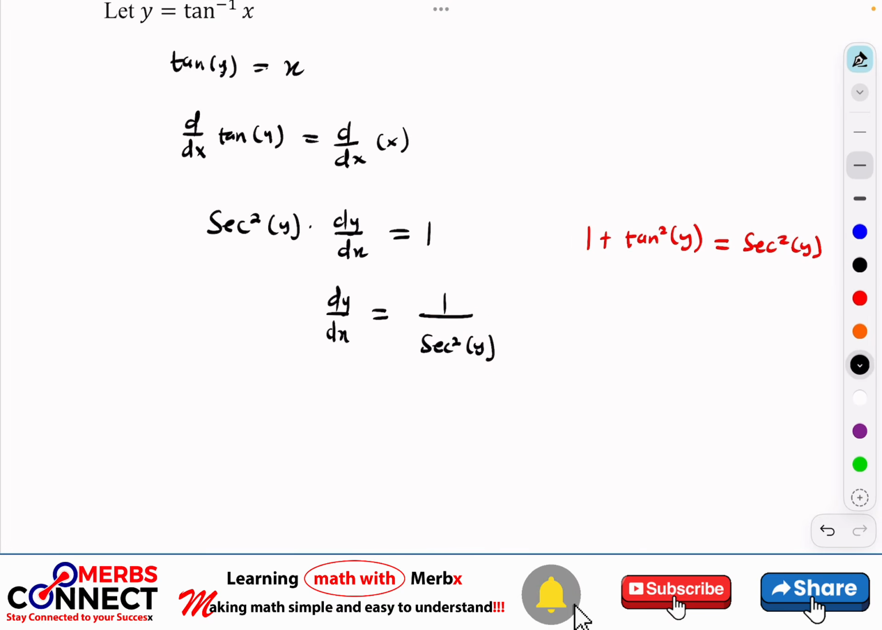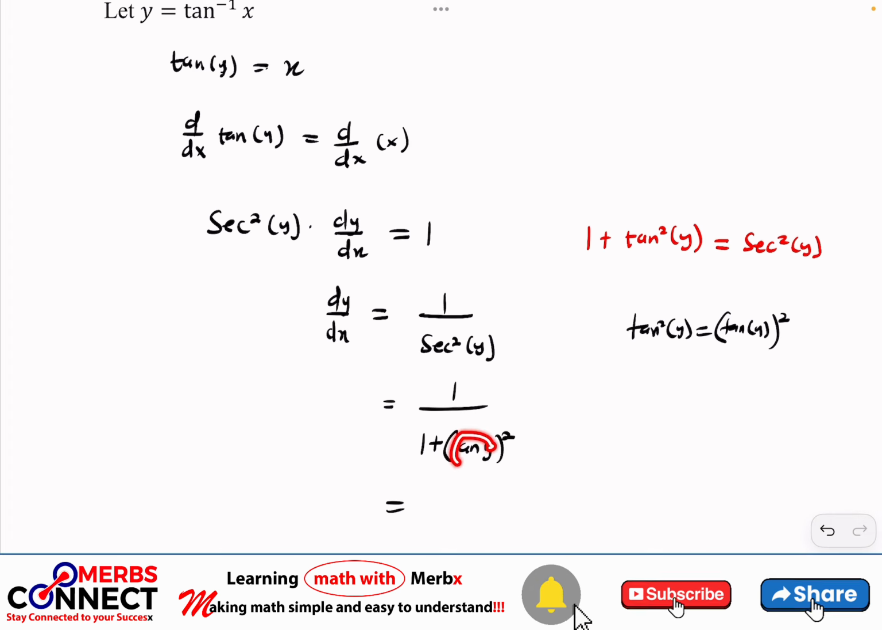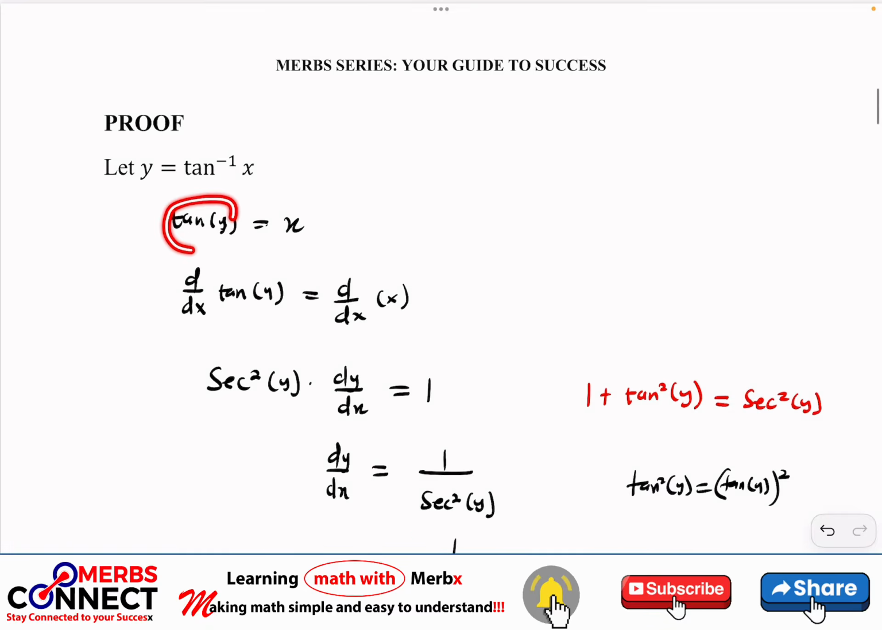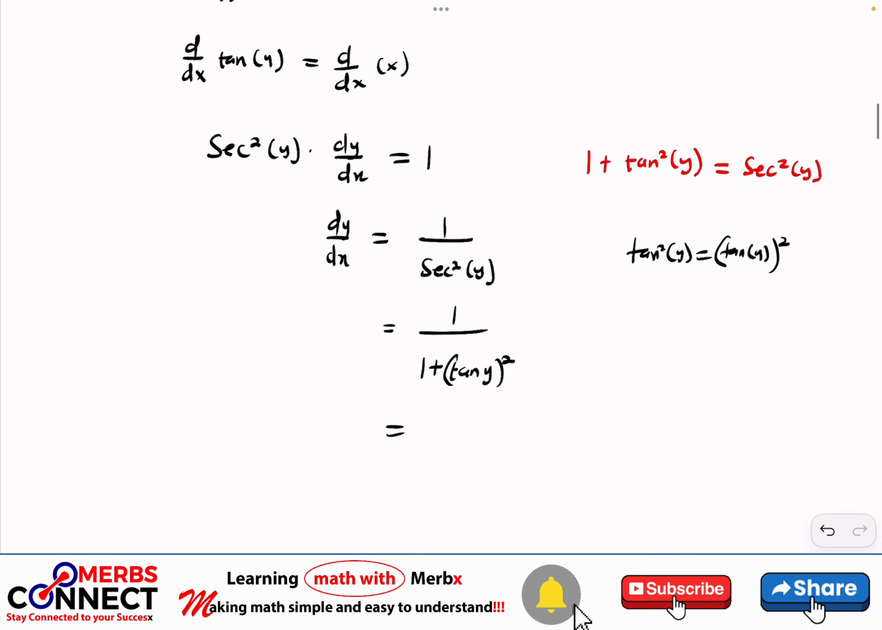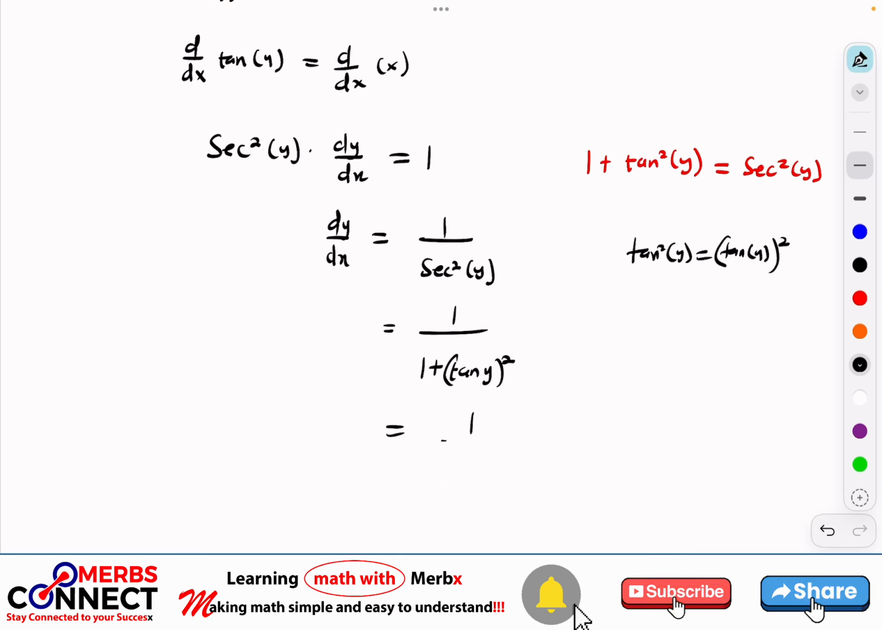So now we can write this one as 1 divided by 1 plus. So don't forget, tangent squared of y is the same as tangent of y all squared. So I can write this one as tangent of y all squared. Now what can we do again? Let's go up and see what tan is. Tan y is equal to x. So now we just do substitution there, and we have 1 divided by 1 plus x squared.